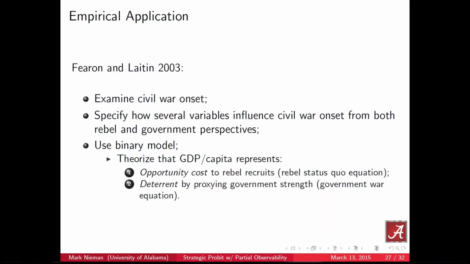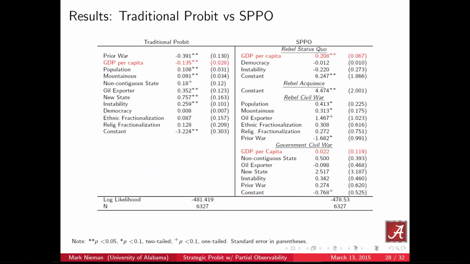The benefit of using the strategic Probit with partial observability is that we can take this opportunity cost argument and say that GDP per capita is one of the observable regressors in the rebel status quo equation, whereas we can take that same GDP per capita variable and put it in the government war utility equation, and try to identify which of these mechanisms is really driving this result.